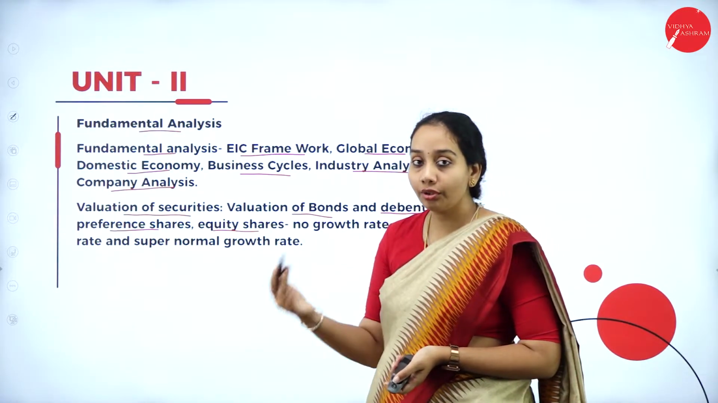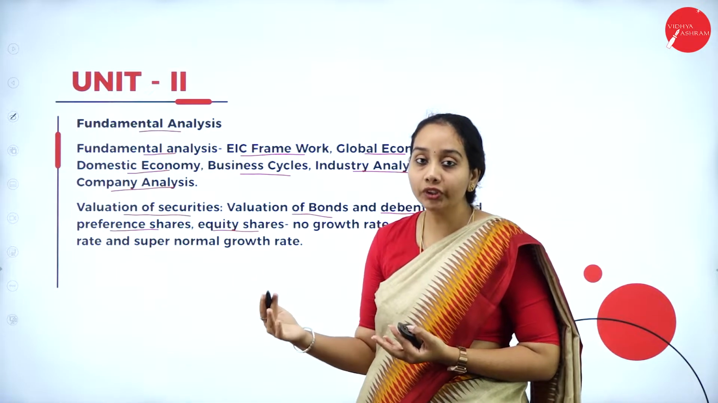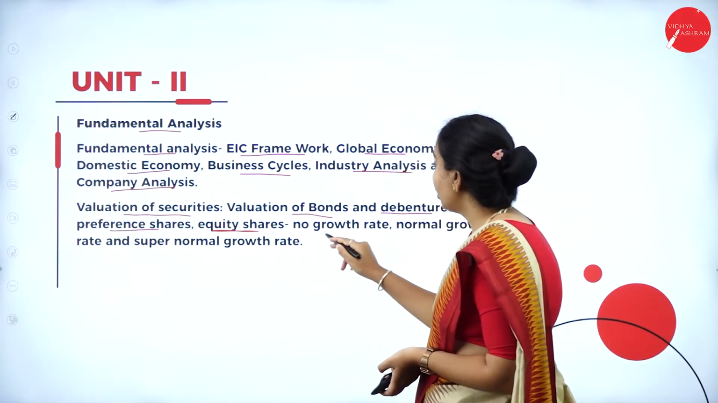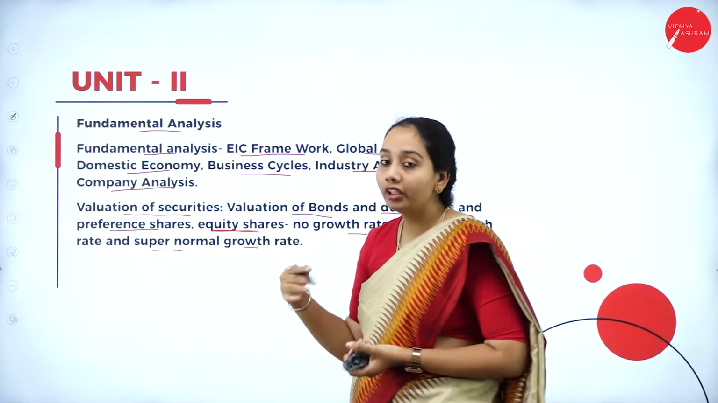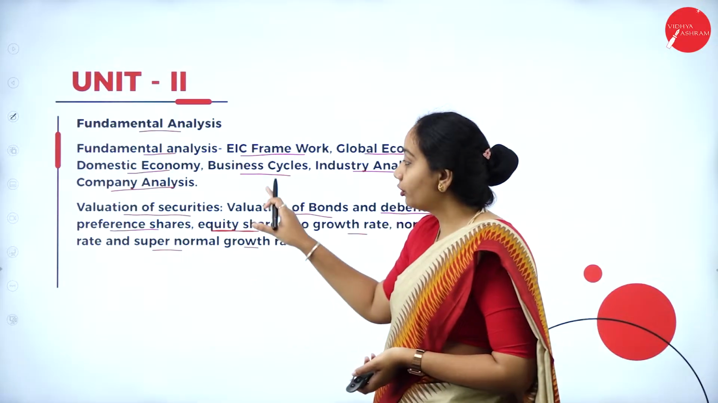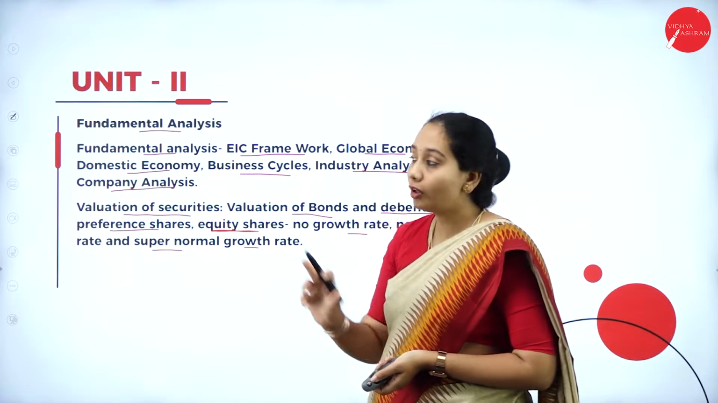Equity shares are the shares that are a kind of ownership shares. So we're going to learn about equity shares here. Then no growth, normal growth and supernormal growth rate of equity shares, preference shares, and valuation of bonds and debentures. So we are going to learn basically all the theoretical aspects of the analysis of fundamentals.